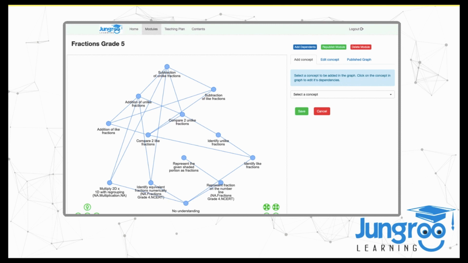In other adaptive assessments like GMAT, the adaptivity is only on difficulty levels. But in Jungroo's AI, the adaptivity happens across difficulty levels and knowledge levels. This is one of the standout features of Professor Pi.